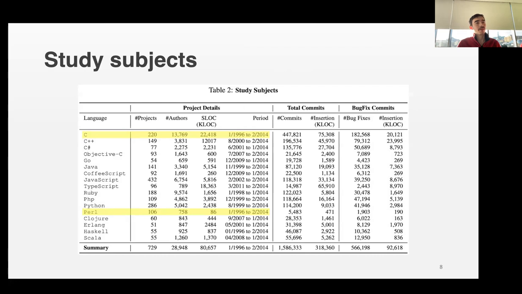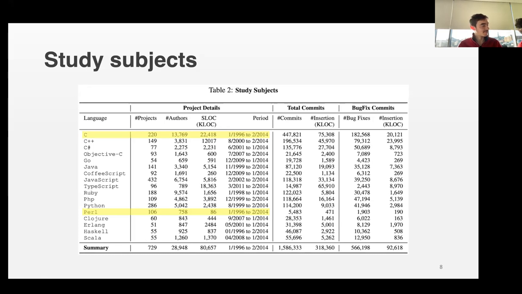Perhaps I can say something. I didn't read the other paper, so as not to get biased, but I found something interesting: for example, they analyzed 22,000 K questions from C, and only 86 for Perl. It seems a big gap. I can add something to this, because I read the other paper.